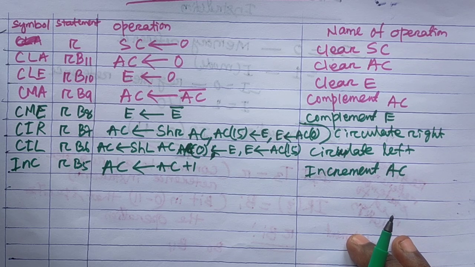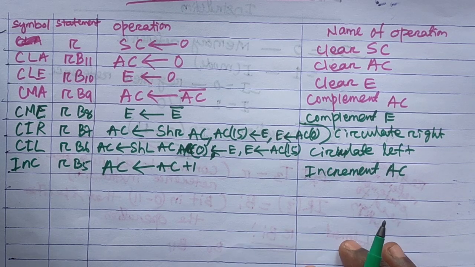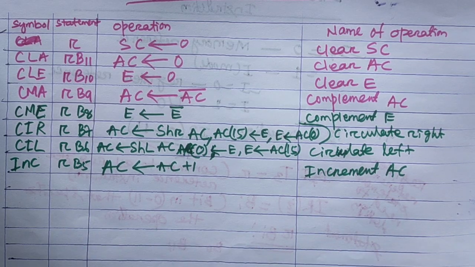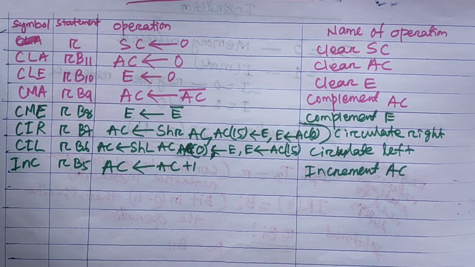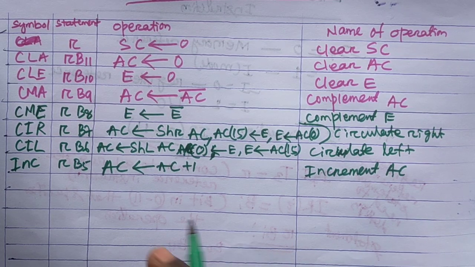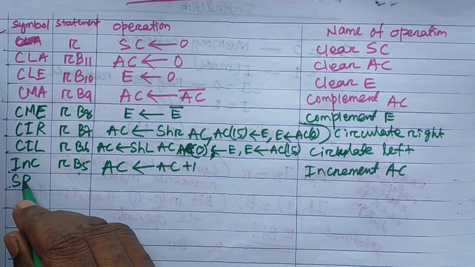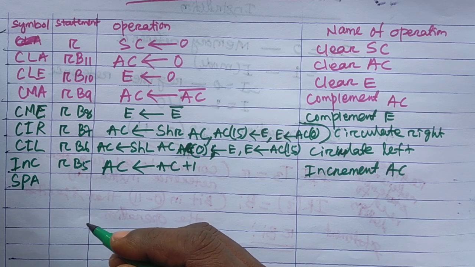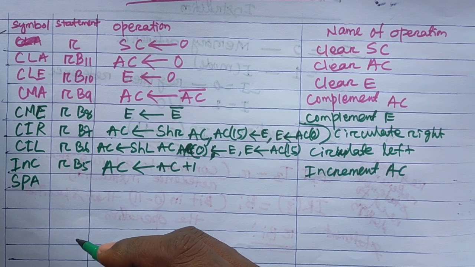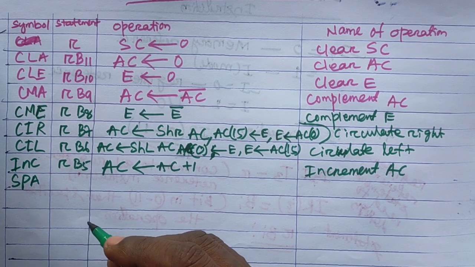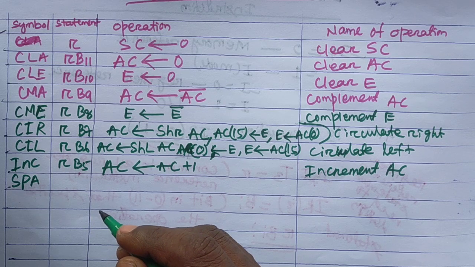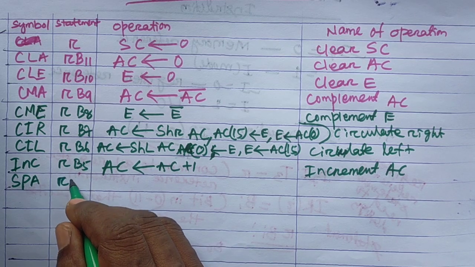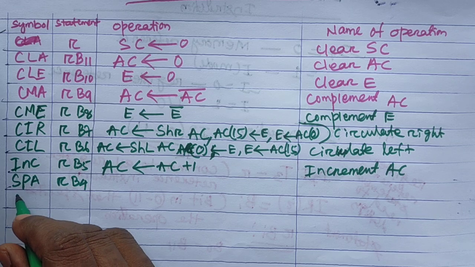Next, the other instructions we define are based on some condition, conditional skips. That is SPA. SPA means skip, with A for accumulator. You see what the purpose of skip A is. Here it is RB4.